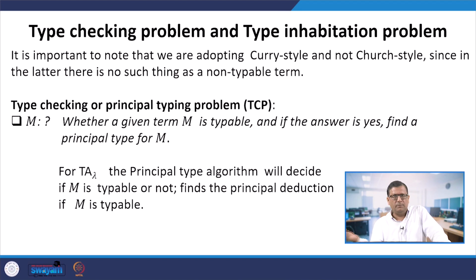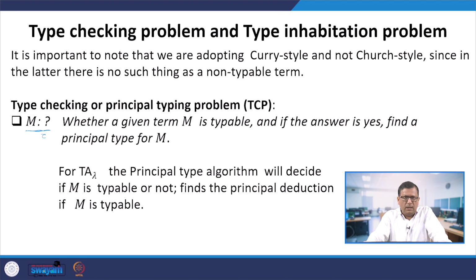The language is such that we are taking arbitrary lambda terms and asking some questions related to them. So the first problem is called the type checking or principal typing problem. That is, given a lambda term, whether it is typeable. This means, does there exist a tau for M. This is the meaning of the type checking or principal typing problem. Now if the answer is yes, it will give a principal type for M.